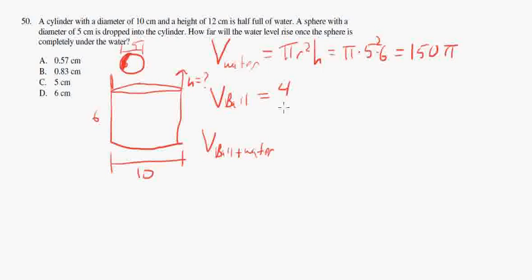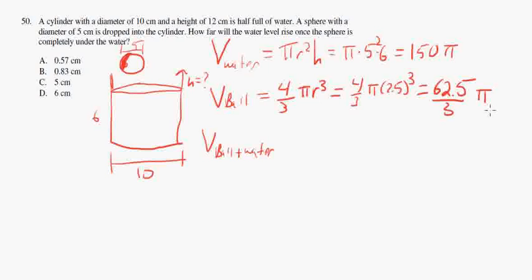The volume of the ball will be 4/3 pi r cubed. This will be 4/3 pi, and the radius of the ball is 2.5. So 2.5 cubed is 15.625, times 4, 62.5, and 62.5 over 3 times pi.